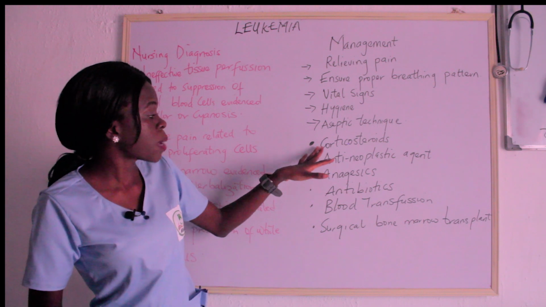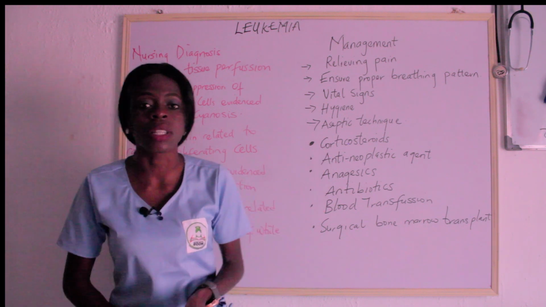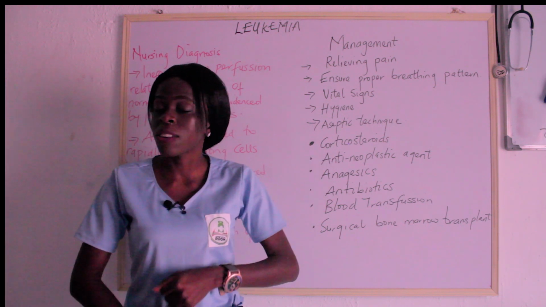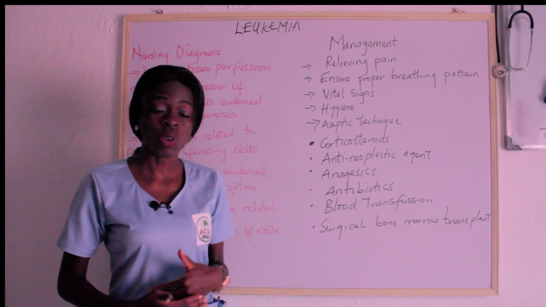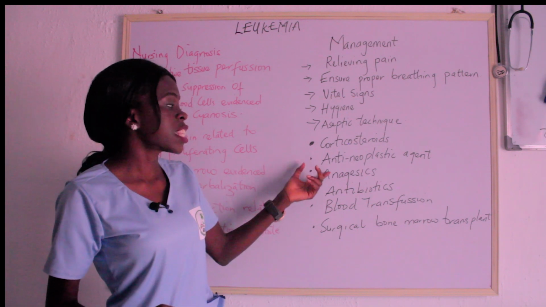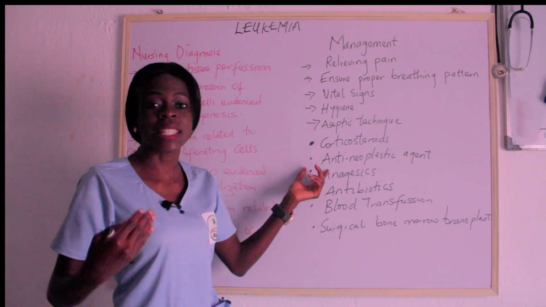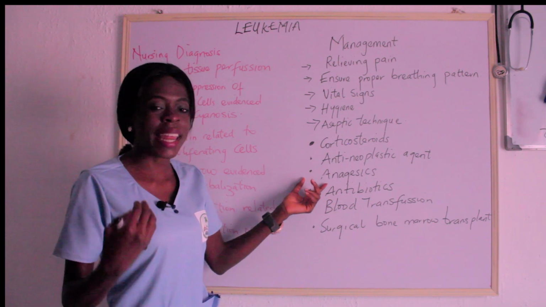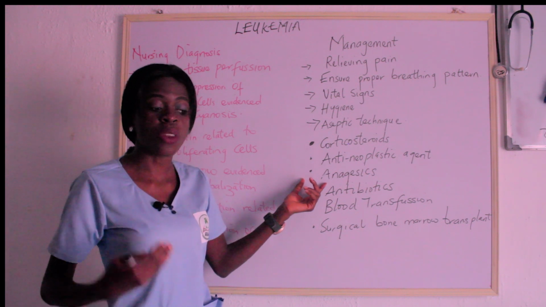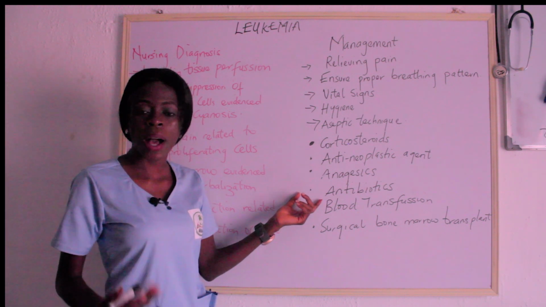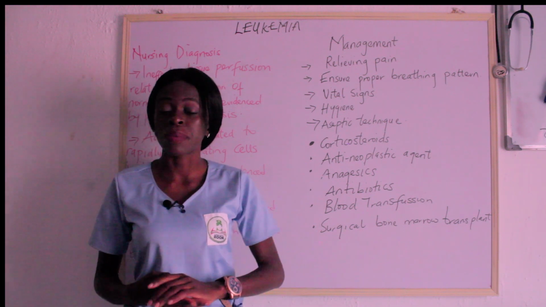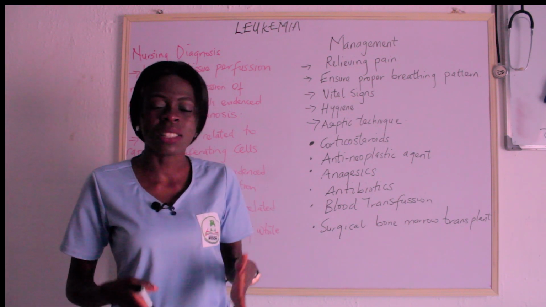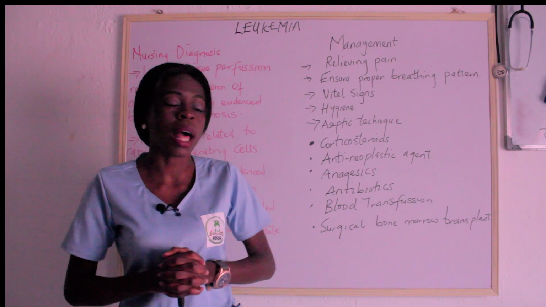Then the other one, in terms of the drugs, we have corticosteroids. Corticosteroids are anti-inflammatory. They will be very, very useful in the treatment of leukemia. Then anti-neoplastic, they help to fight cancerous cells. We have analgesics, which serve as pain relief. We have antibiotics, which help to fight infection. Blood transfusion can be given depending on the state of the patient at that particular moment.